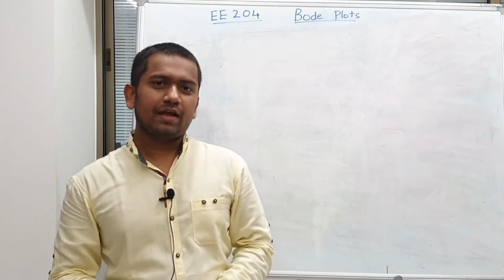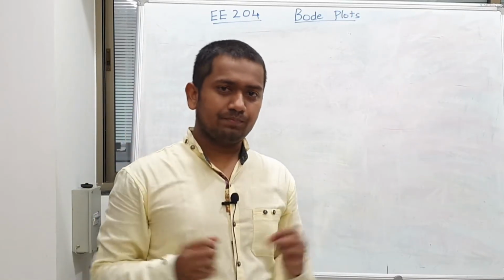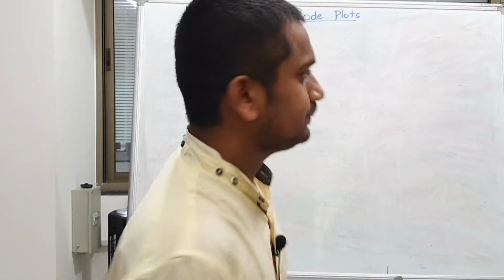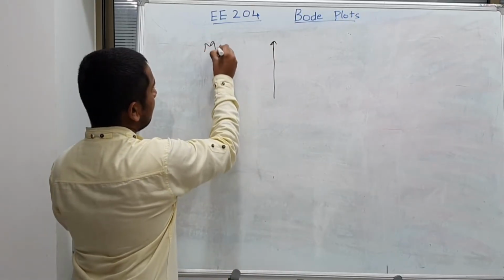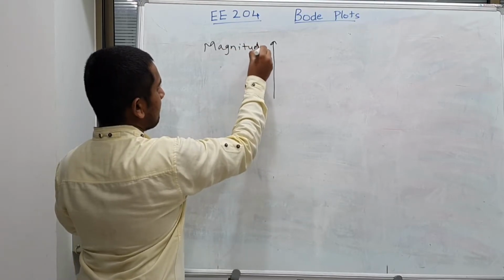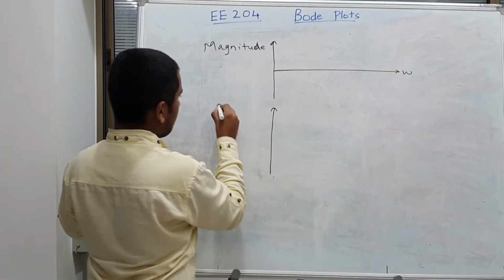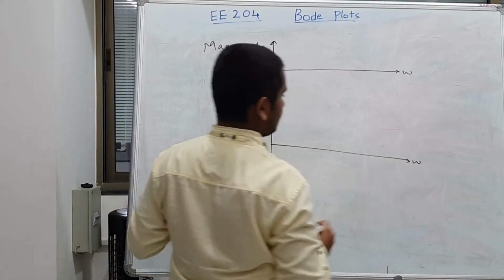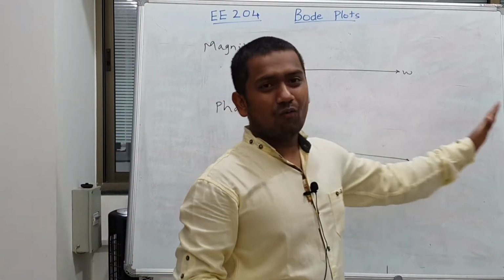In 1930, Hendrik Bode started with drawing a frequency response of a system in magnitude and phase as following. Magnitude with respect to frequency, and phase with respect to frequency. In this case, we wanted to capture a wide range of frequency.